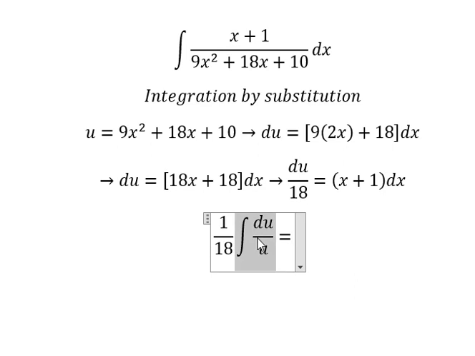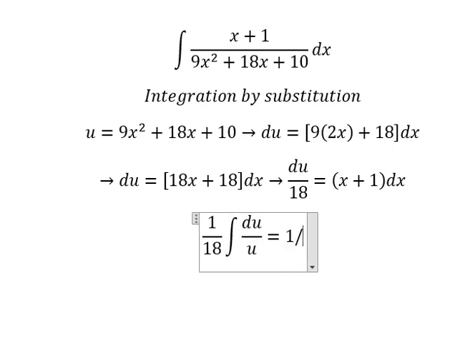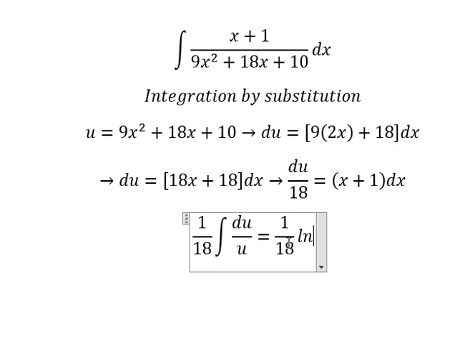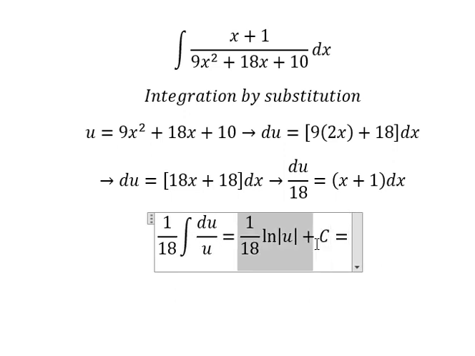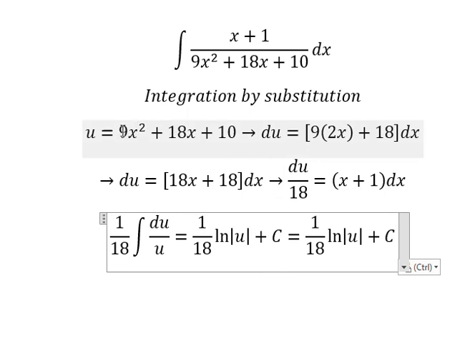So the integration of this one, we have ln of the absolute value of u, and I will put c. About u, that is this one.